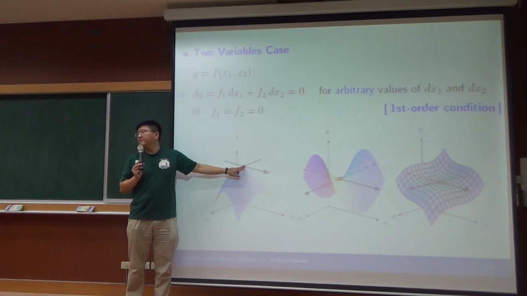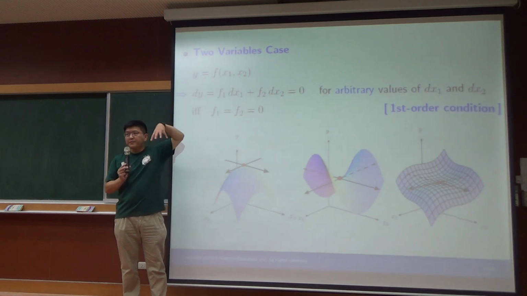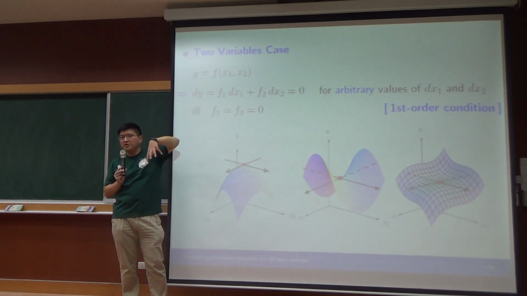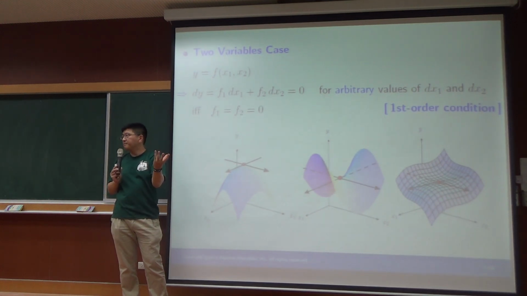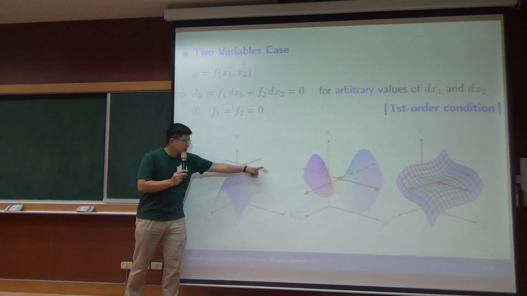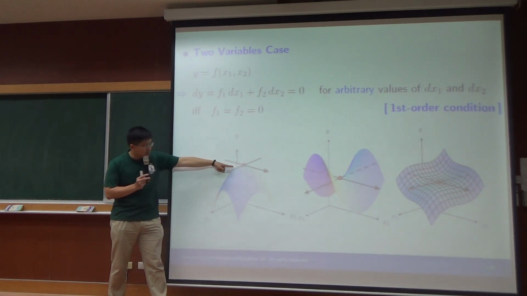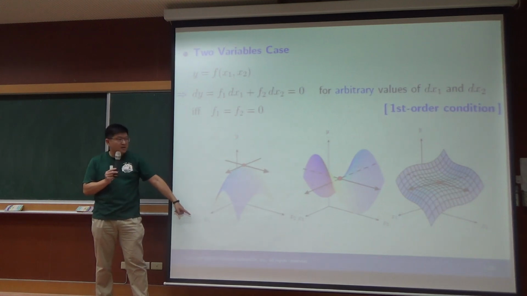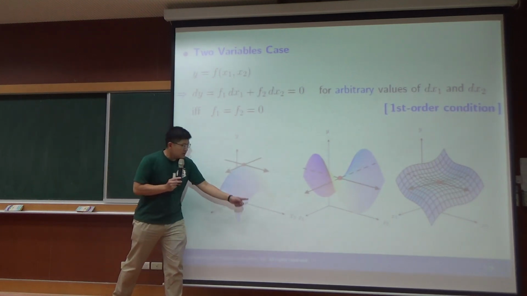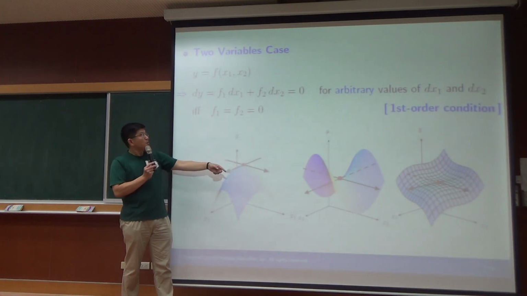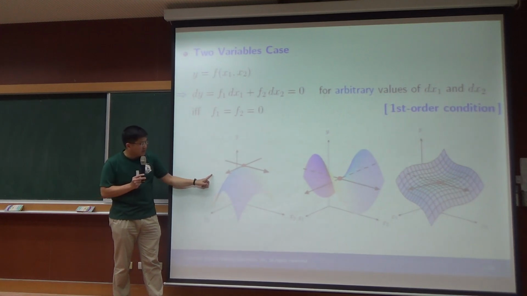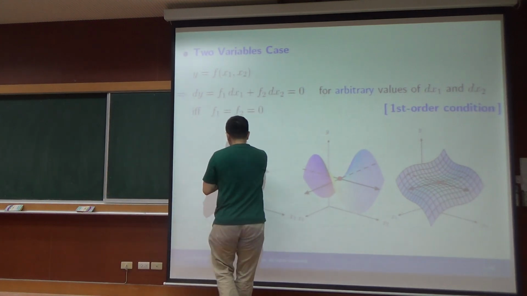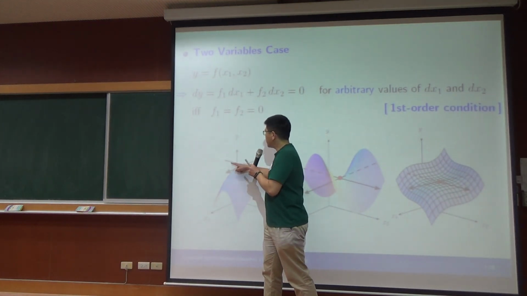This would be a maximum, right? It's a maximum. And if you turn the inverse U into U, then it would be a minimum. Okay? So for this case, you will see the slope along the x1 axis would be 0, and along the x2 axis would be 0, which means f1 equals 0. And denote here f2 equals 0.